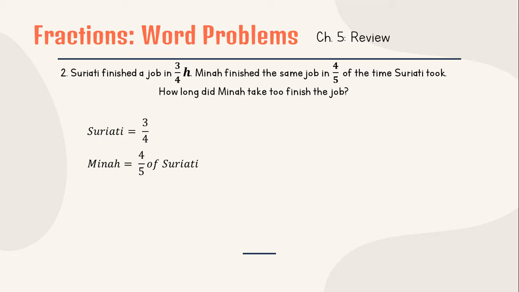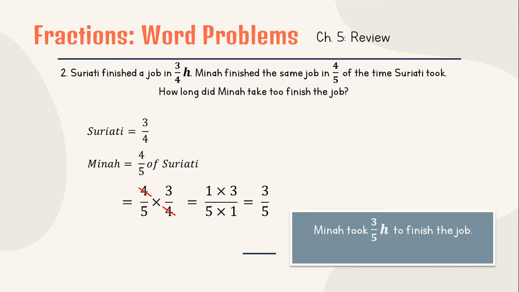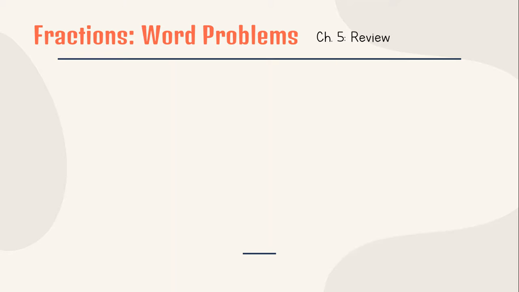So how to find Mina? Remember, "of" in math means multiplication. So 4 per 5 multiplied by 3 per 4. As you can see, 4 and 4 can be simplified. And then we're going to have 1 times 3 per 5 times 1 equals 3 per 5. So Mina took 3 per 5 hour to finish the job. Go to number 3. I believe that all of you said it's kind of easy. Go to number 3, come on.